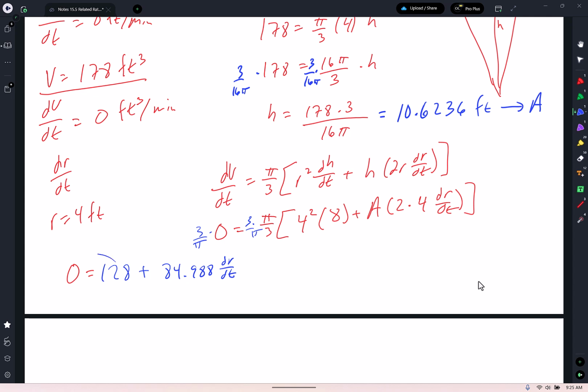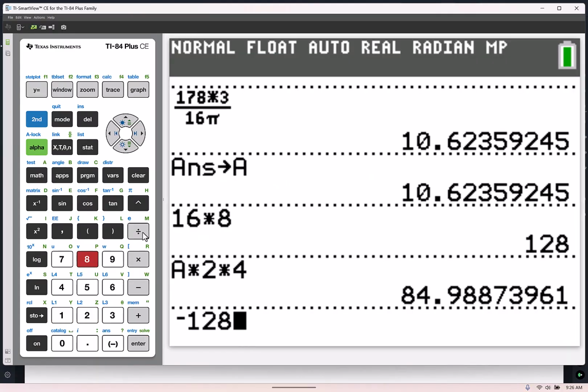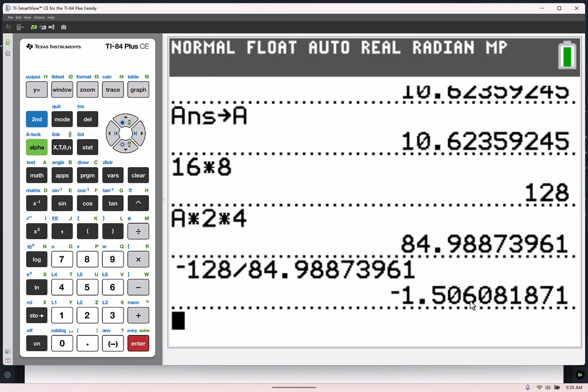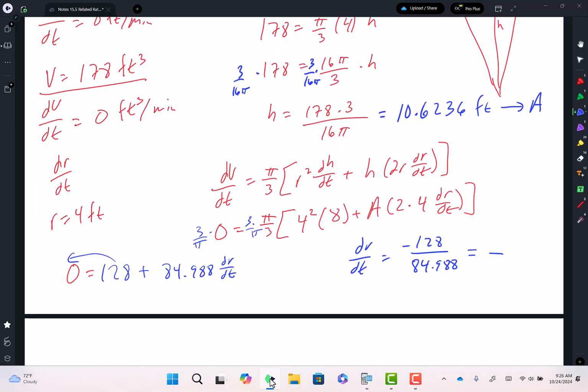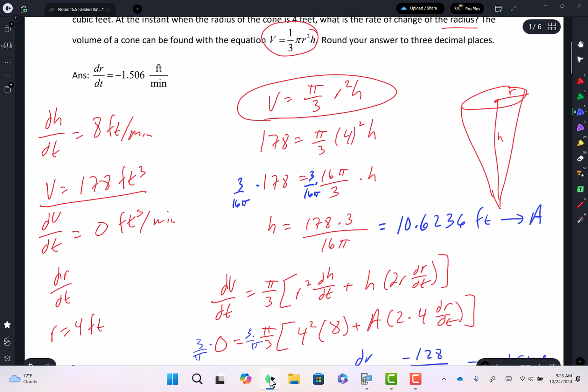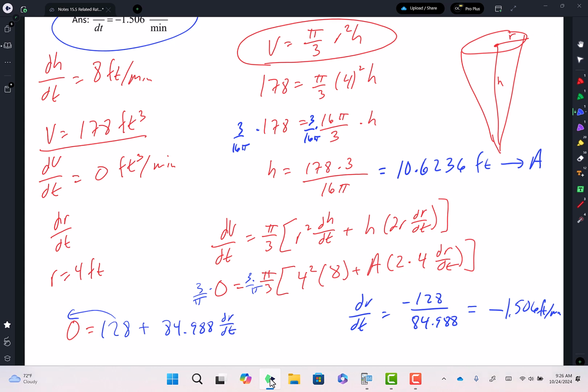I'm going to move this to the left, and I'm going to divide by that. So dr/dt equals negative 128 divided by 84.988, which is a negative number. Let's see what that number is. Negative 128 divided by, I'm just going to scroll up and push enter. Negative 1.506 units, feet per minute. And here's the answer as well, just to make sure.